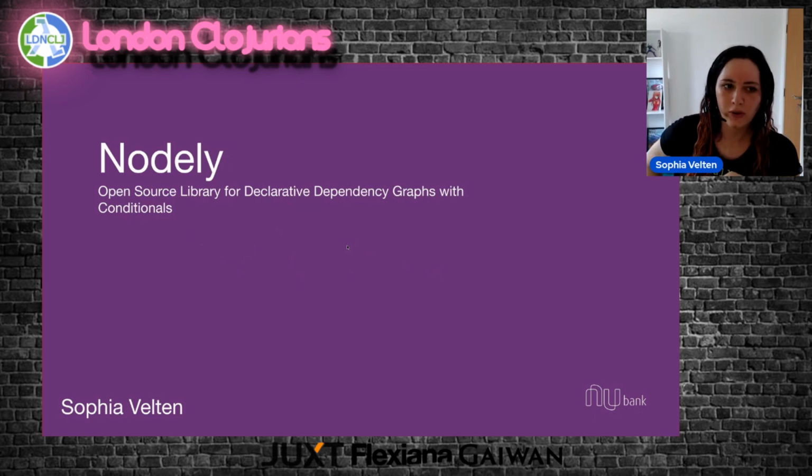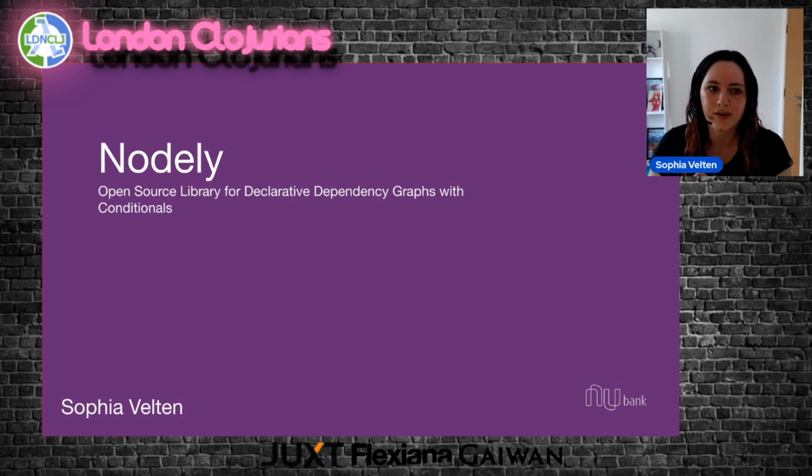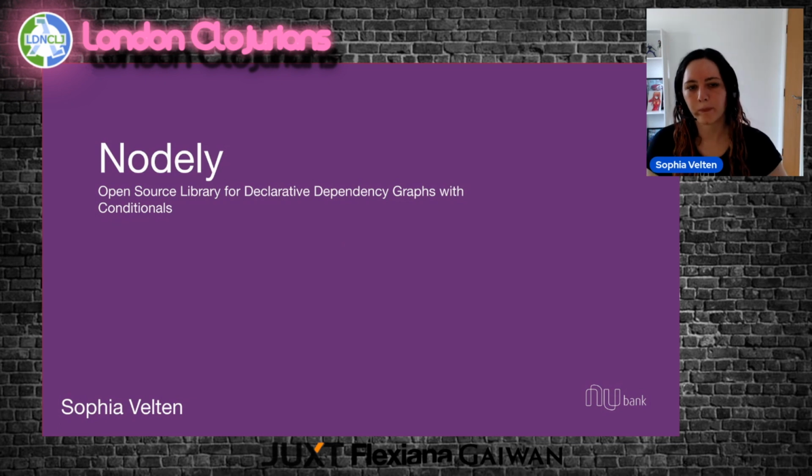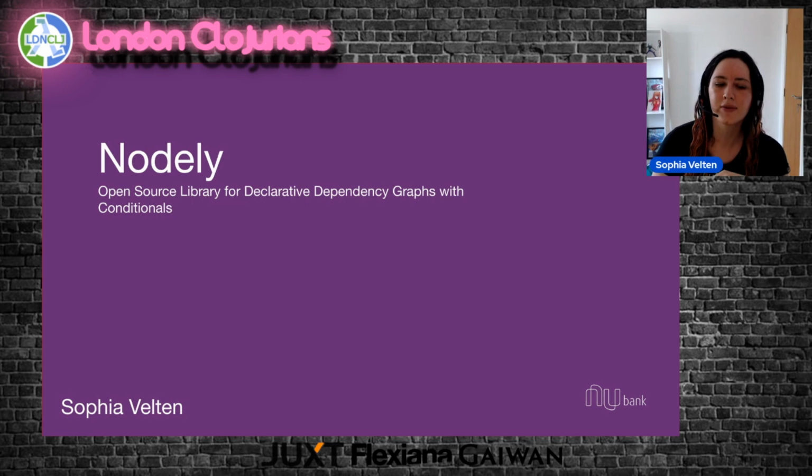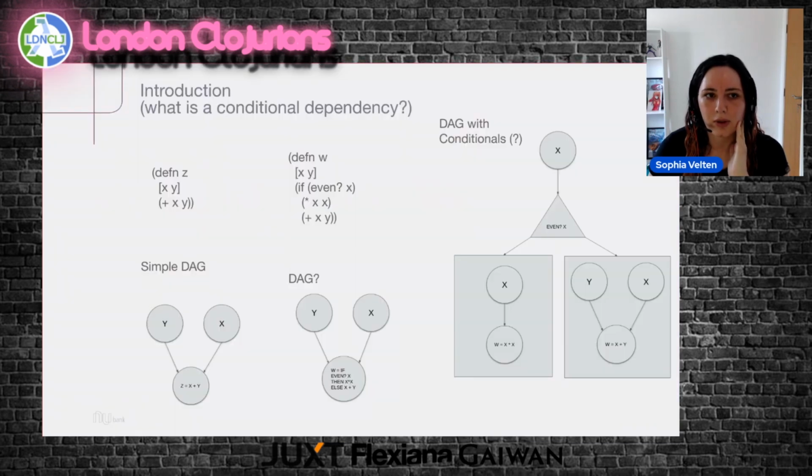So today I'm going to talk about Noly, and Noly is a library that has been recently open sourced from Nubank. And the idea of the library is to be a way of declaring data dependencies, build declarative dependency graphs with conditionals. And I'm going to explain what that actually means. So before we go into what I mean when I say conditional dependency?